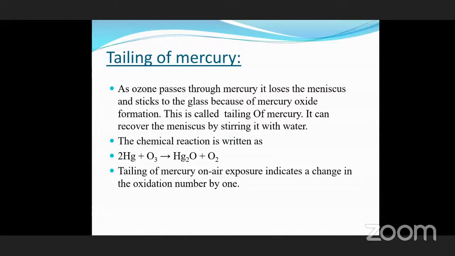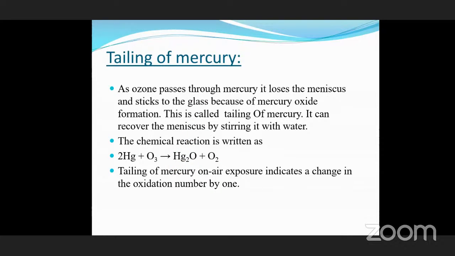Already I have written here the tailing of mercury. When mercury is reacted with ozone, it gives Hg2O as well as O2. So this process is called tailing of mercury. Simply, we conclude that by passing ozone into mercury, the mercury loses its meniscus and sticks to the walls of the glass. That process is called tailing of mercury, by formation of Hg2O.